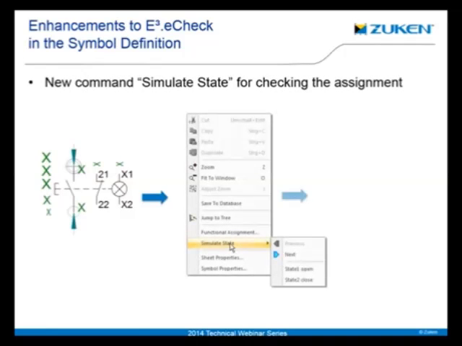To view the different states of a symbol already in the symbol editor, we have a new function called Simulate State. This will show the possible states of a symbol while creating the symbol.